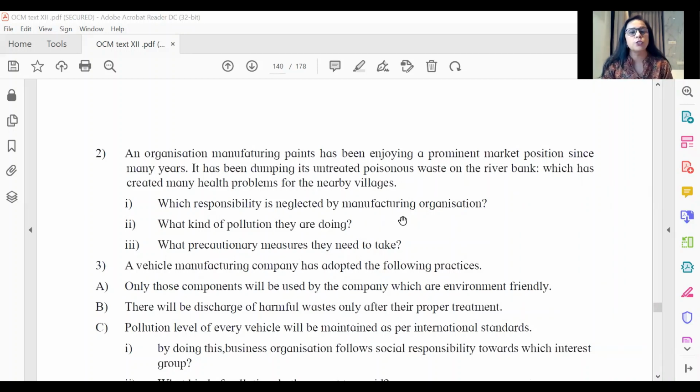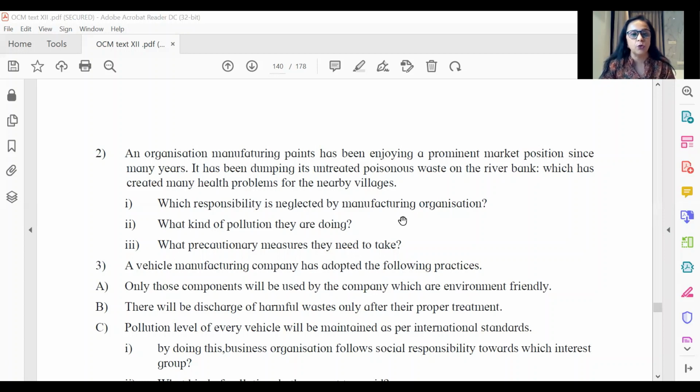Once again, this particular question of the paint manufacturer came in the September paper. The question is like this, as it is, the question had come in the paper. An organization manufacturing paints has been enjoying a prominent market position since several years. However, it has been dumping its untreated poisonous waste on the river bank, which has created many health problems for the nearby villages. All right. So if you read this passage, it immediately suggests to you that they are socially irresponsible towards the environment. Okay, so they're polluting the environment.